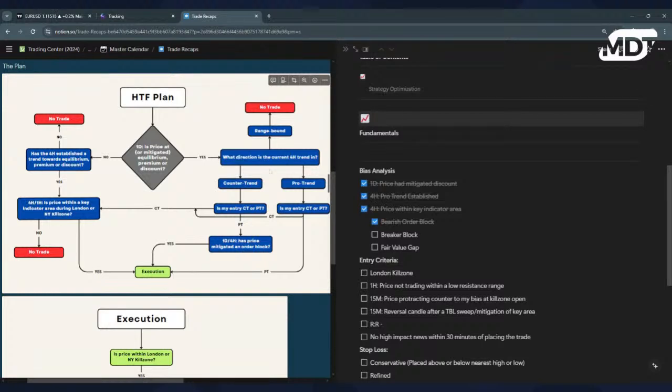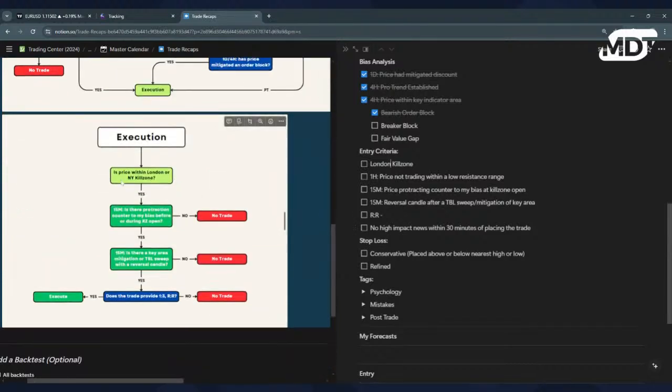We had mitigated. 4-hour was pro trend. My entry was counter trend. So we looked at whether price was within a key indicator area. We were within a 4-hour bearish order block. We can proceed to execution. Are we within London New York kill zone? We were. There's nothing really on the 1 hour at this point, but I just said we clear that structure was bullish. We hadn't yet established a move within that low resistance range, so we can argue that there was still technically more resistance to the downside because price had been sweeping buy side liquidity.